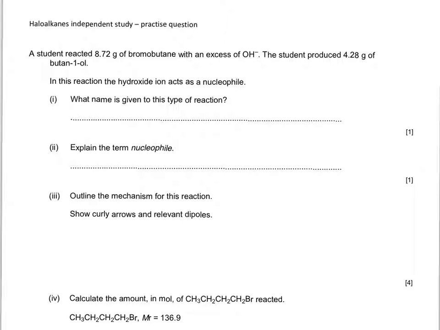So if we have a look at it, it says the student reacted 8.72 grams of bromobutane with an excess of OH-, very similar to the thing we've looked at just now. The student produced 4.28 grams of butan-1-ol. And in this reaction, the hydroxide ion is acting as a nucleophile, just like we've discussed. So this type of reaction, if you're going to substitute one group for another, that's then called a substitution, not surprisingly. And like we talked about earlier, a nucleophile is any species that has a lone pair of electrons that can be donated to a dative covalent bond.